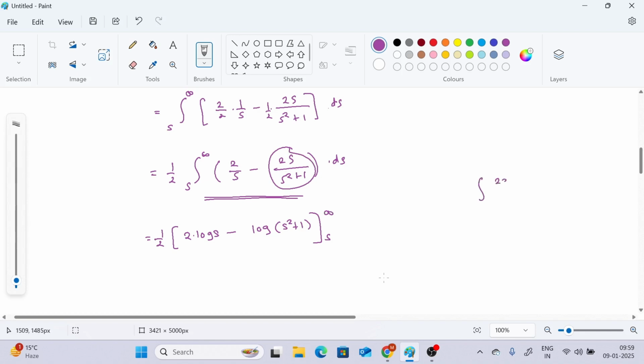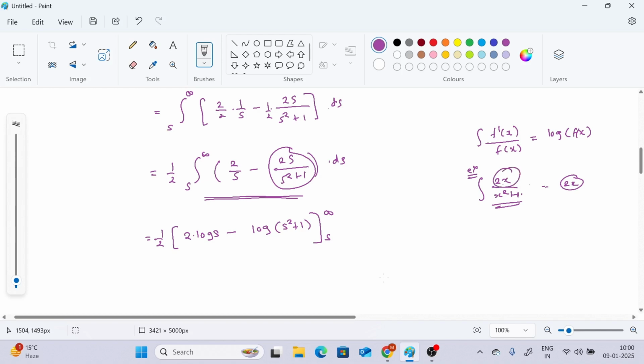Integration of 2x upon x square plus 1 is of the form f dash of x upon f of x, so we can write log of f of x. If I take this example, 2x upon x square plus 1, and differentiate x square plus 1, what do I get? 2x. So I am getting 2x in the place of f dash of x.